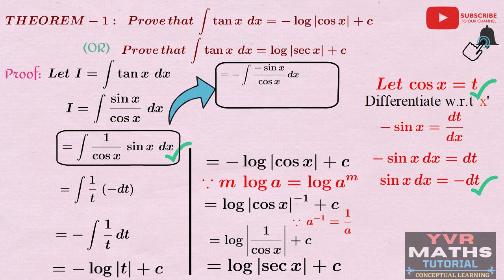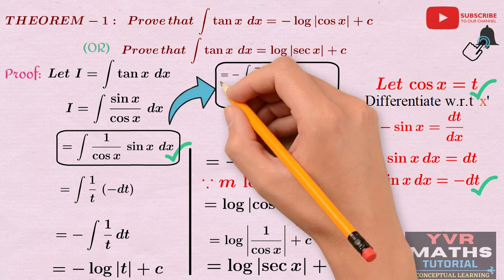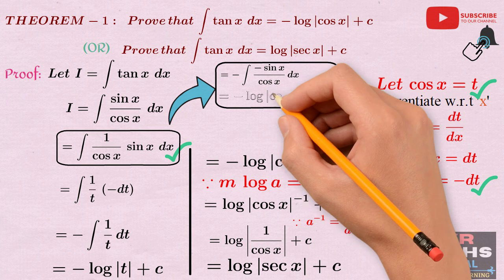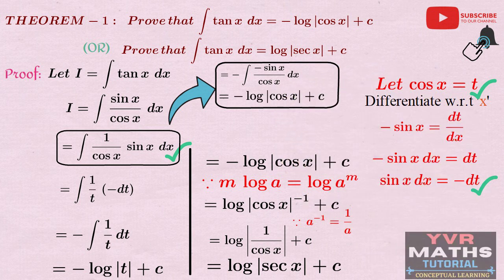Based on that theorem, what we can write? Minus is there before the integral. So minus as it is, minus logarithm of denominator plus c. That is minus log modulus of cos x plus c. So this is the answer. So like this also, we can use the theorem statement which we discussed in the previous slide without doing this lengthy calculation part.